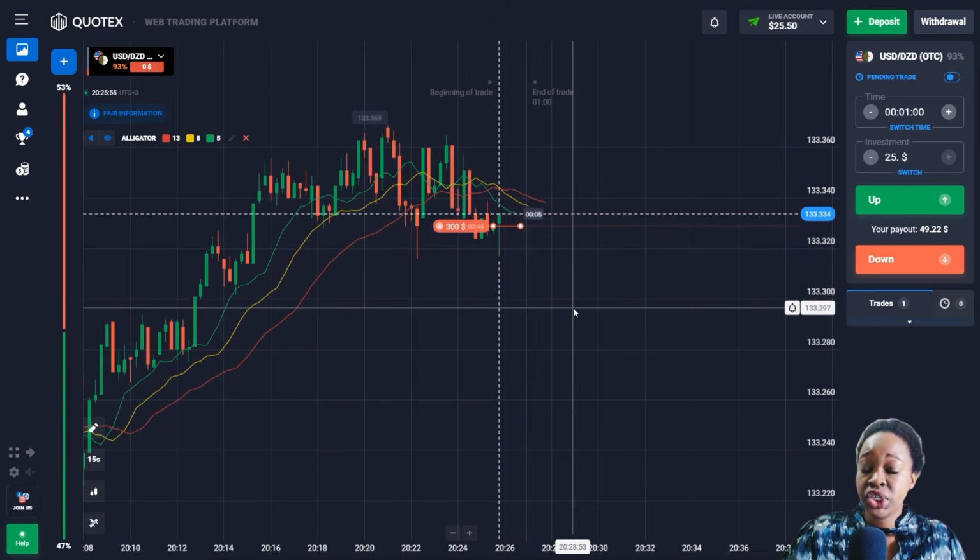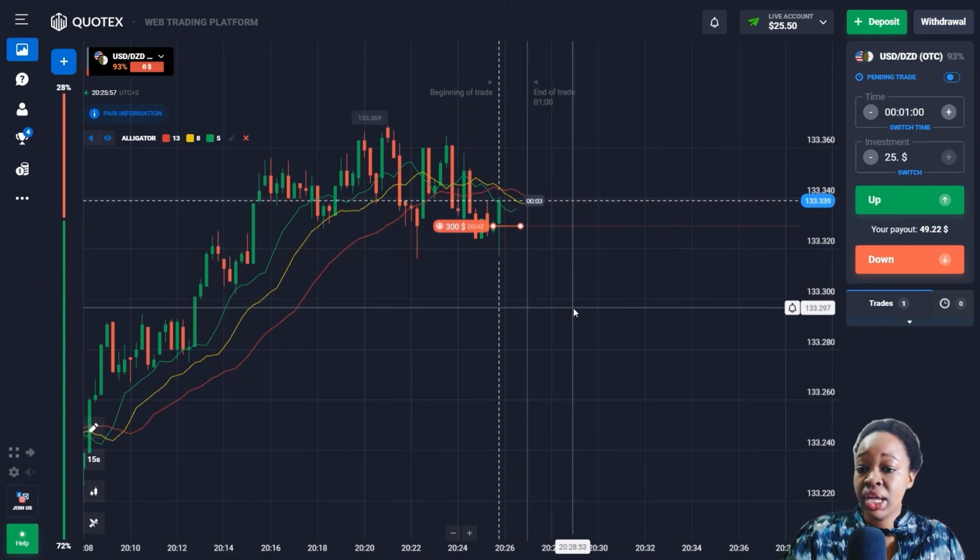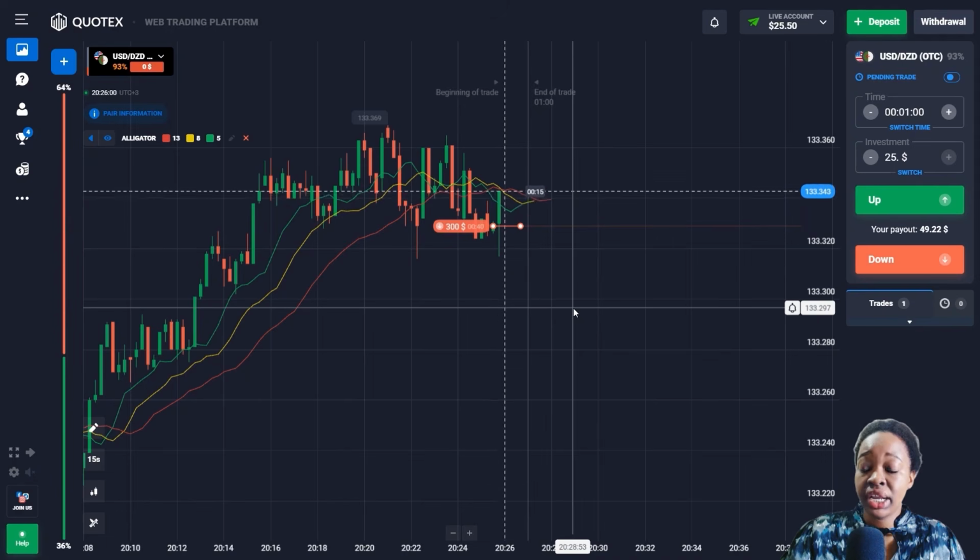I think in the near future the price will continue to move down, and at such a decrease here I'll try and earn very good profit. So let me see how this deal will close.